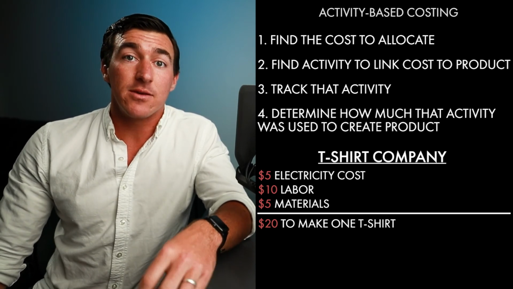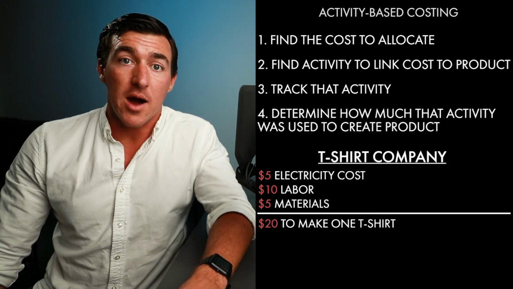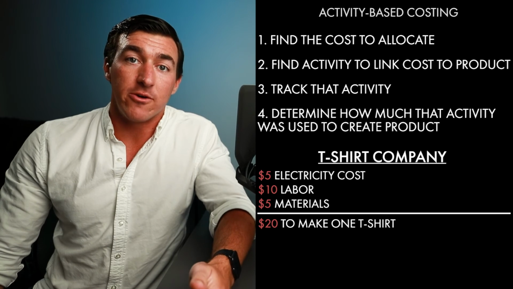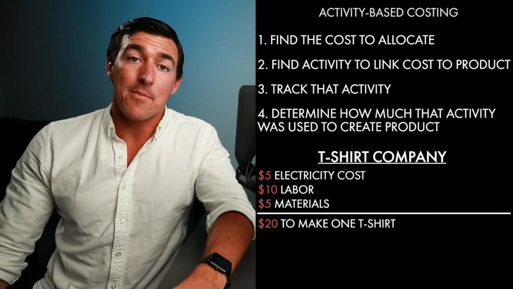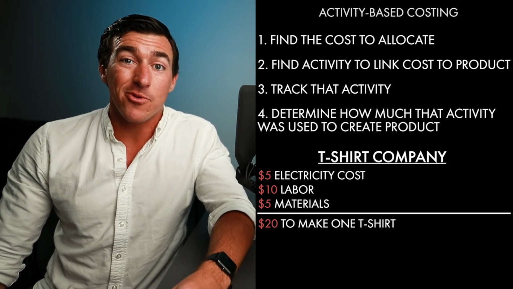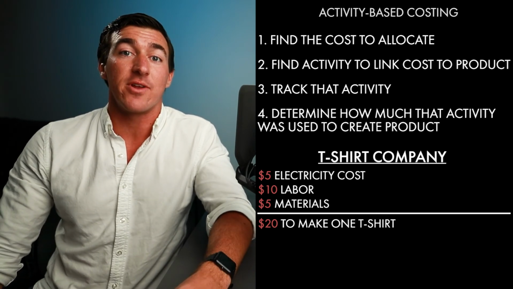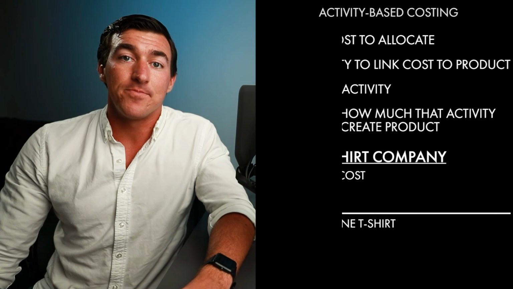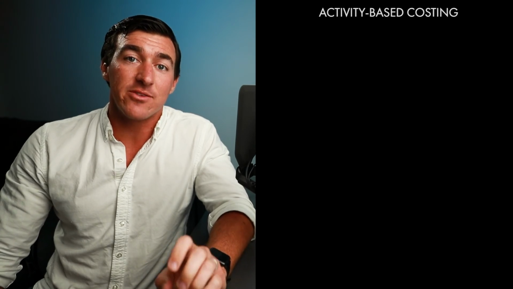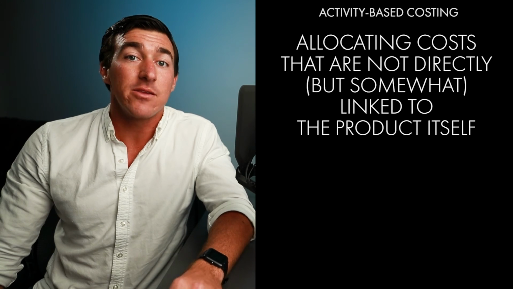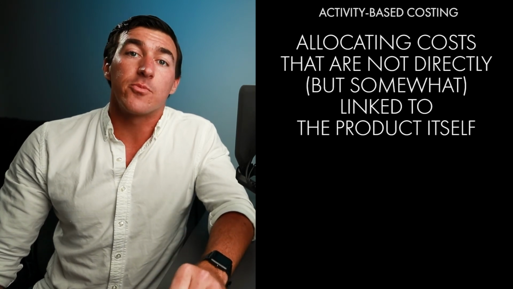Then you can say, okay, if it cost me $20 to make this t-shirt, I'm going to sell it for $25, and I made $5 in profit. Or if you already know you're going to sell it for $10, you can say, man, I'm losing $10 per t-shirt. How am I going to make more money next month? I don't want to lose money on every t-shirt I sell. That's going to come up here soon as well. For right now, just remember that activity-based costing is all about allocating costs that are not directly linked, but are somewhat linked to the product itself.